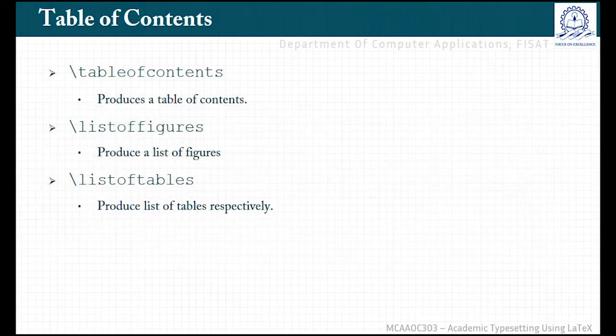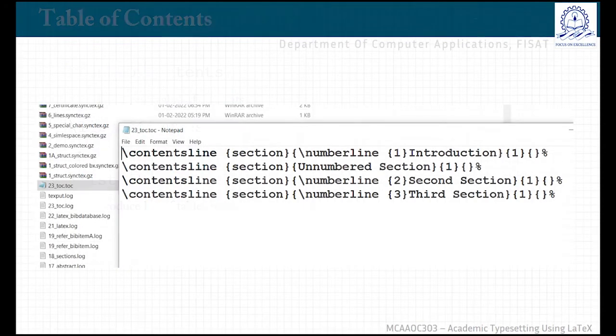The \tableofcontents command produces a table of contents. Likewise, \listoffigures and \listoftables produce a list of figures and a list of tables respectively. These lists are printed at the point where these commands are issued. What happens when you issue all these commands?